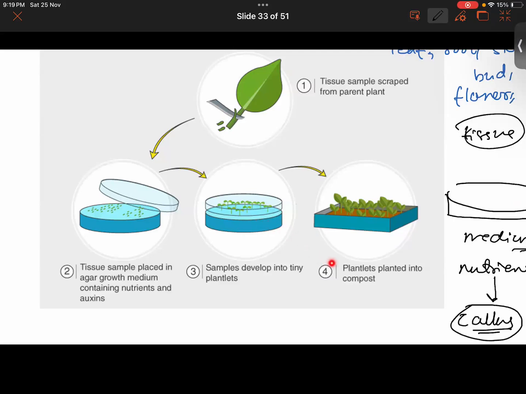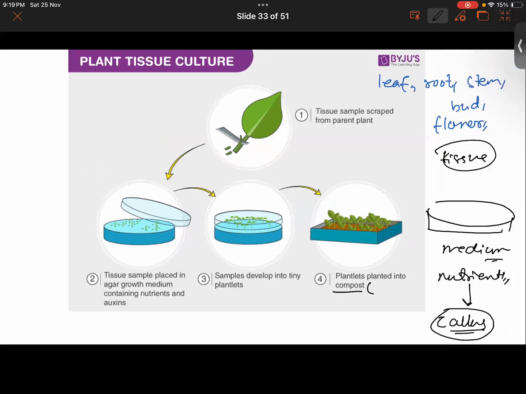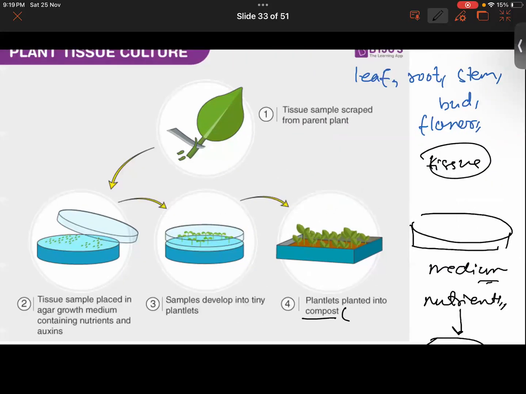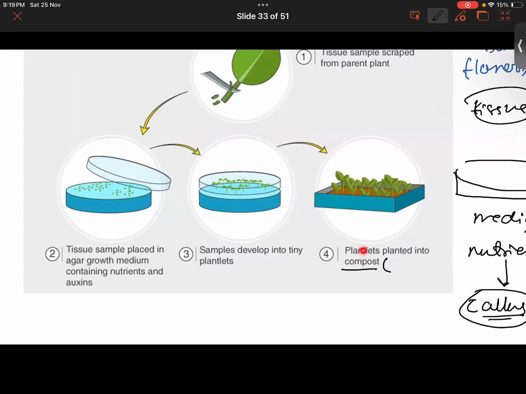And later on, the plantlets are planted into the compost. Compost is basically a type of organic manure. So what will happen when these mature into fully grown plants, then they could be transplanted into the main field.